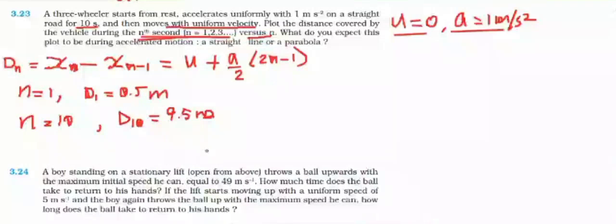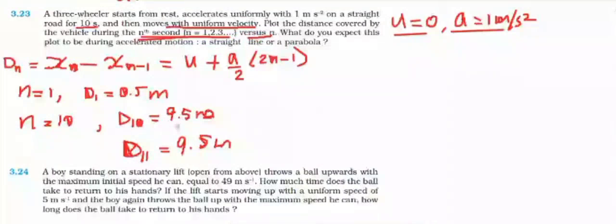Then next, what will be the value of d11? d11 will be again 9.5 meter only. What is the reason it is again 9.5 meter? Because after 10 seconds, the three-wheeler travels with uniform velocity. That is the reason.